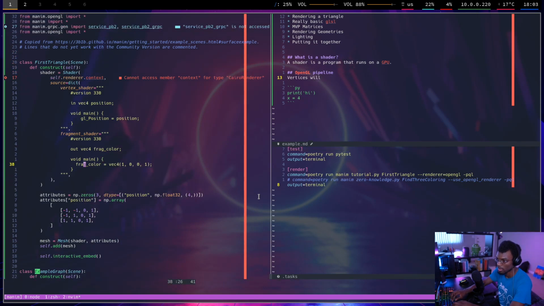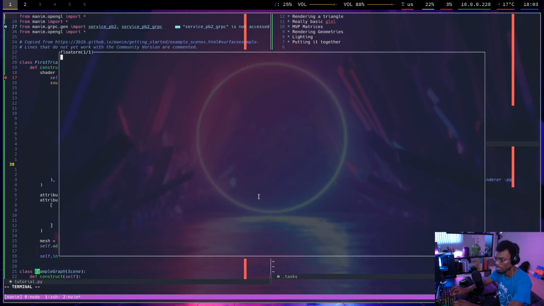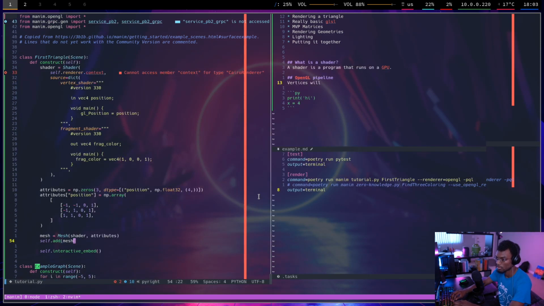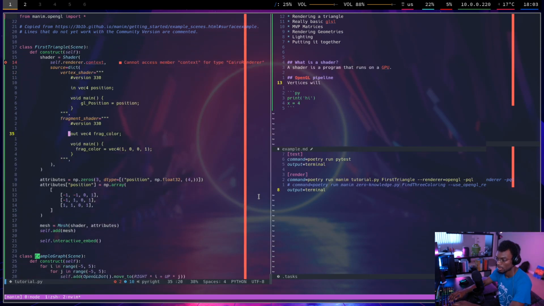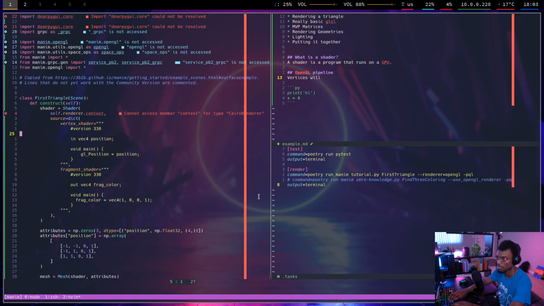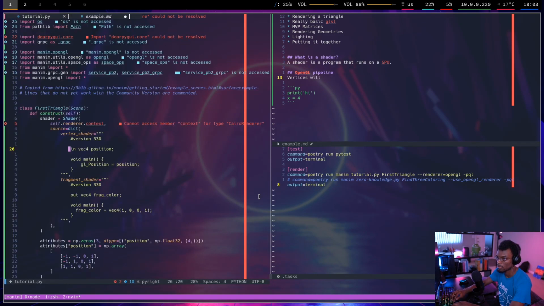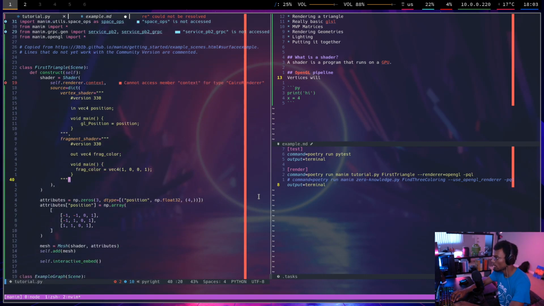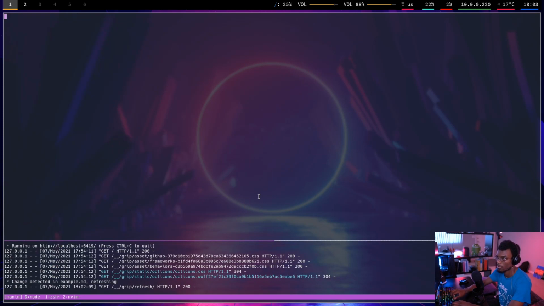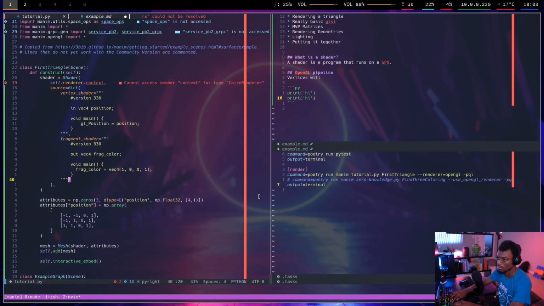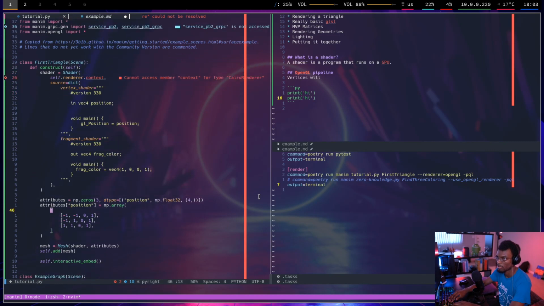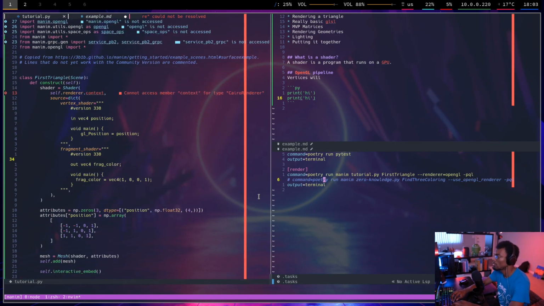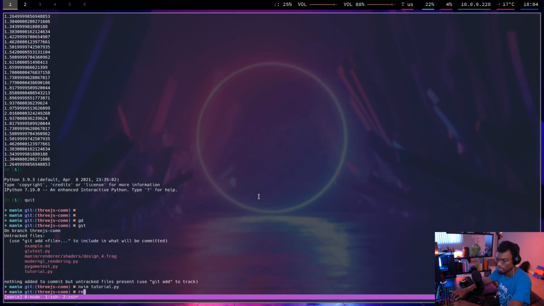Uh-oh, Vim's doing its thing again. I wonder if I can reset the terminal from here. I guess not. Yeah, it's still kind of freaking out. Is that any better? I think so. Nope. Hold on.